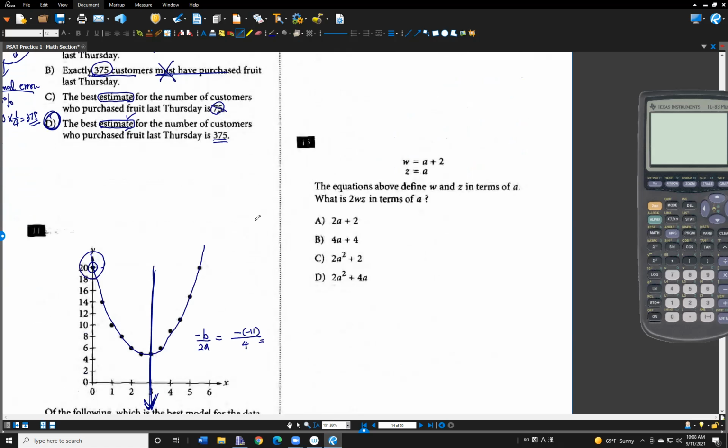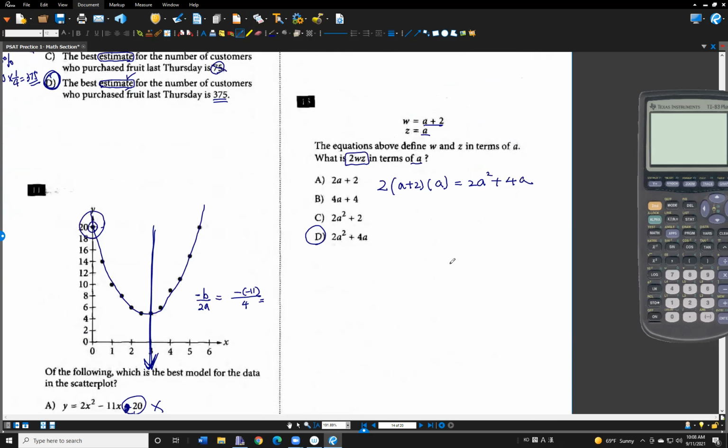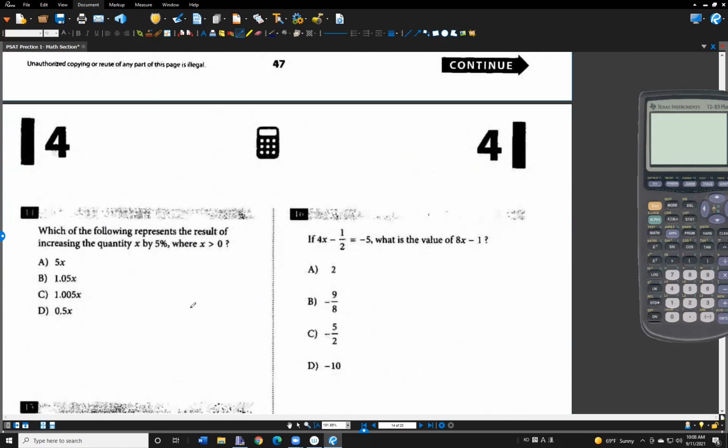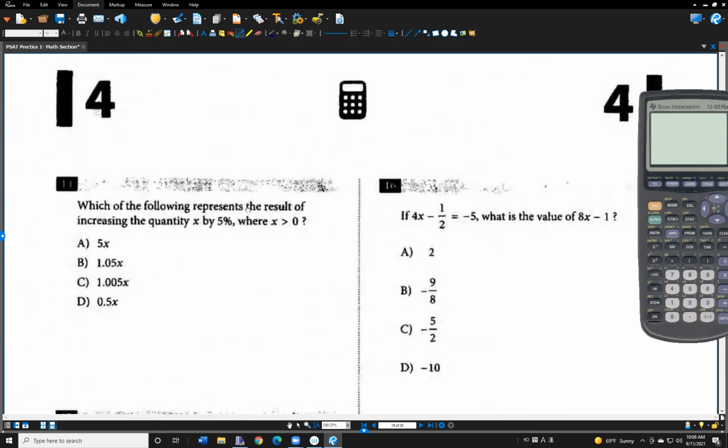All right, number 13. W is a plus 2. We find 2 W g in terms of a. We've got to express it already over here. 2 times W is what? a plus 2. g is a, right? This is how much? 2a squared plus 4a, isn't it? That is not hard. That is number 13. All right, number 14 over here.